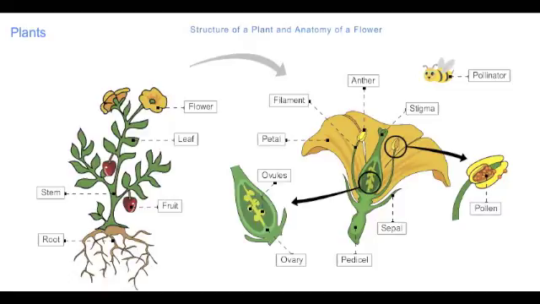The ovules are found inside the ovary. The two parts of the stamen are called the filament and anther. When the flower dies, it becomes a fruit, and the male part of the flower is called the stamen.